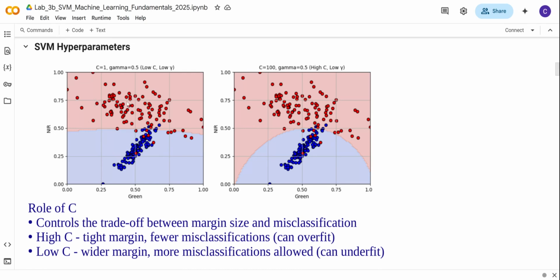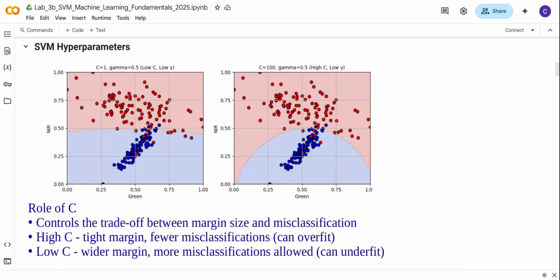For example, here we have a low C. When we have a lower regularization parameter, we are going to have a wider margin, and this is going to allow more misclassification. But then the risk is underfitting, which is also problematic.